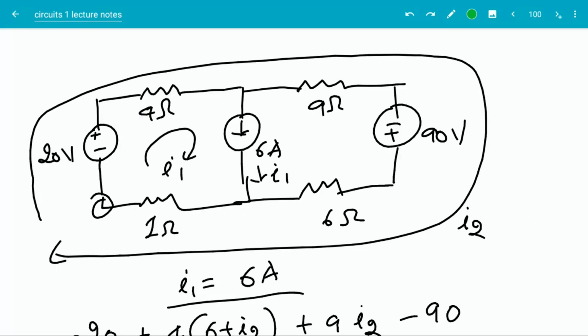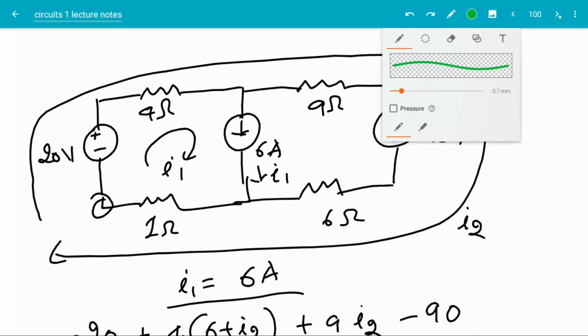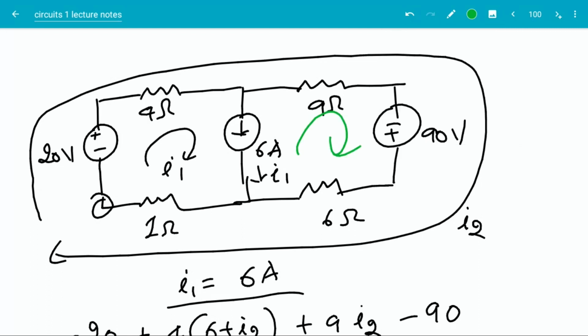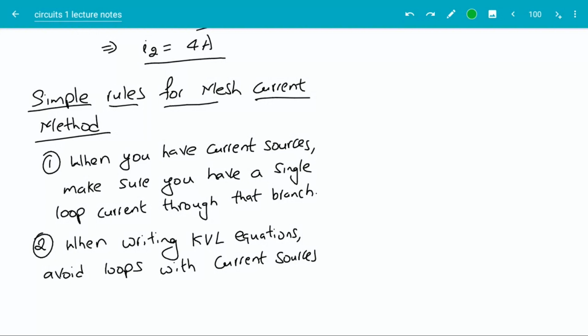The use of a loop like this instead of traditional loops like this is called the supermesh method in your textbook. And again, as you might agree with me, there is no need for special names in this case. Just follow these simple rules.